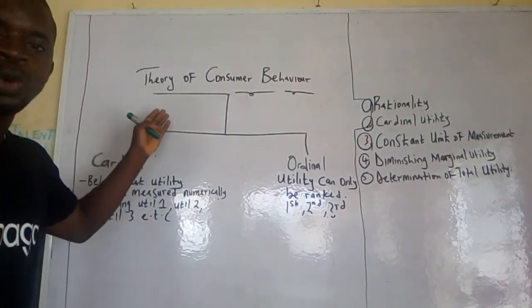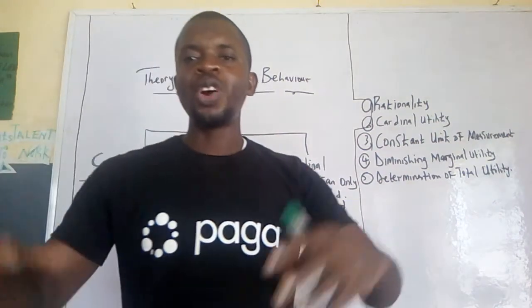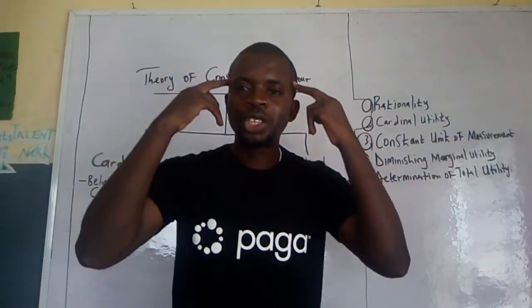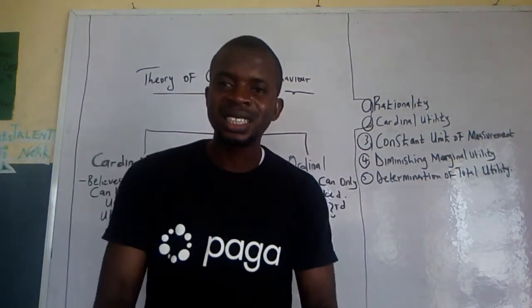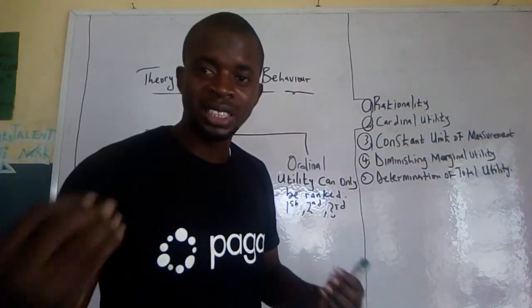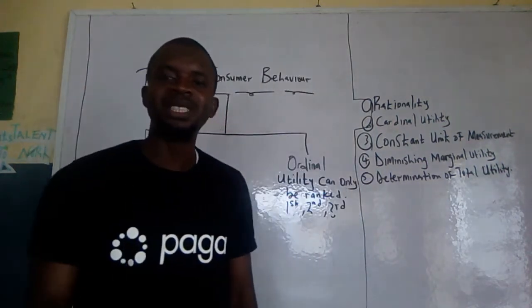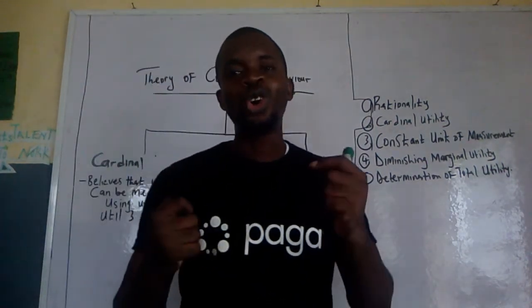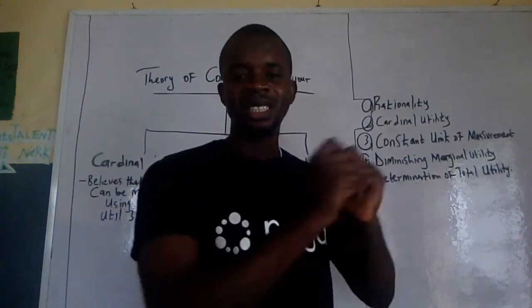In this segment, we are going to be looking at the theory of consumer behavior. The theory of consumer behavior explores how a rational consumer gets higher satisfaction from the goods and services he consumes. Who is a rational person? A rational person is a person that takes into cognizance the value of what he's spending and the value of what he's getting in return.